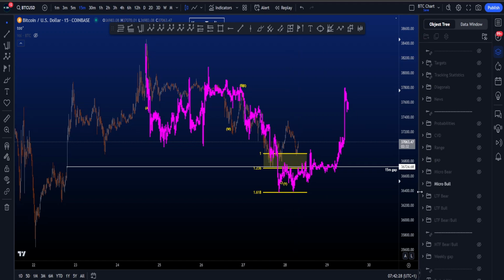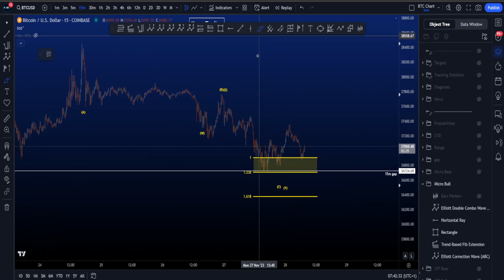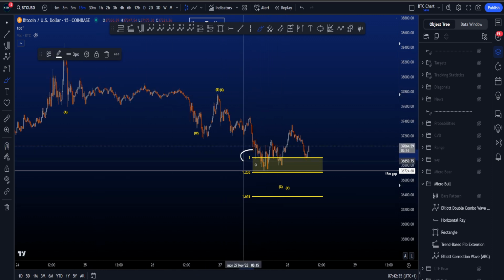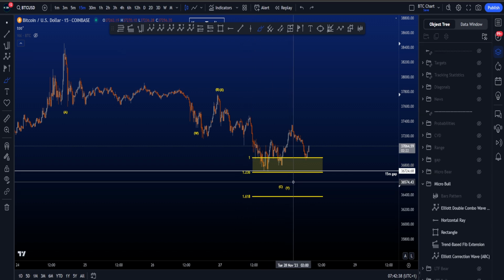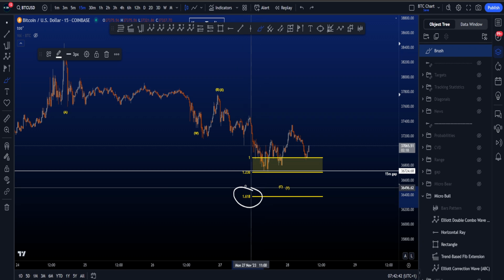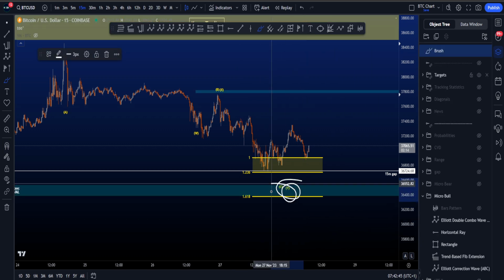ABC or WXY. Now I'll turn the bars pattern off for a second and talk about it soon. So here we're looking for a 3-wave structure to the downside, where the 1-to-1 to the 1.236 is, for both a wave C and Y, the most common target area, but for both the 1.618 is still a target, which is sitting on support over here.